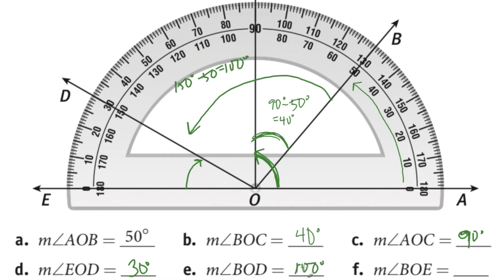And lastly, measure BOE. It wants to know the measure of this one right here. I just count because it's from the right, habit. So 50 all the way to 180. Oh, but we can also just go from 0 all the way to 130. All right, 130 degrees.